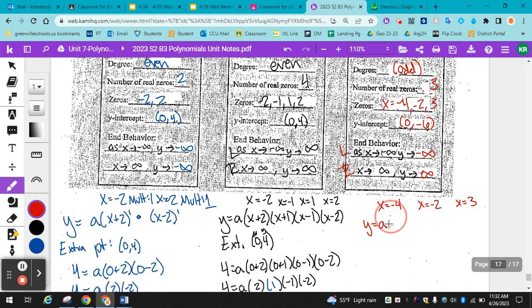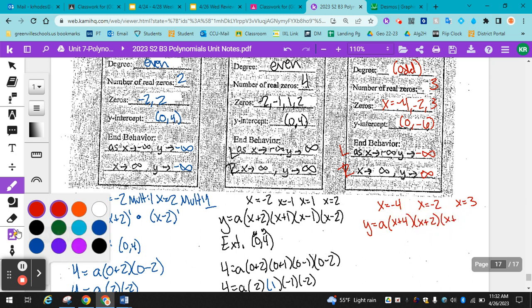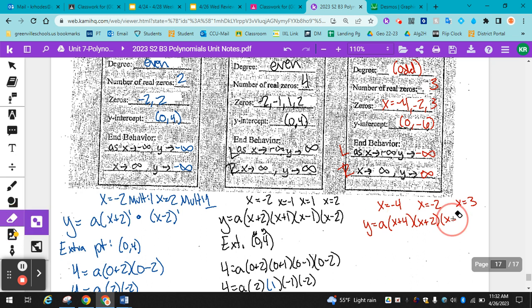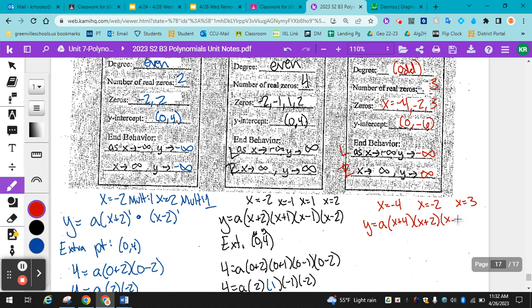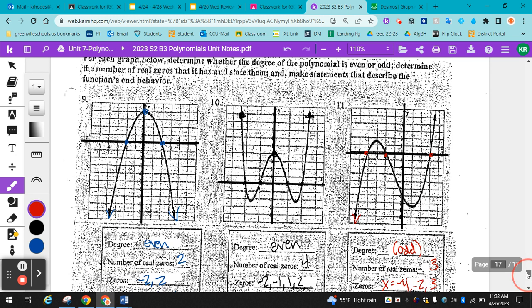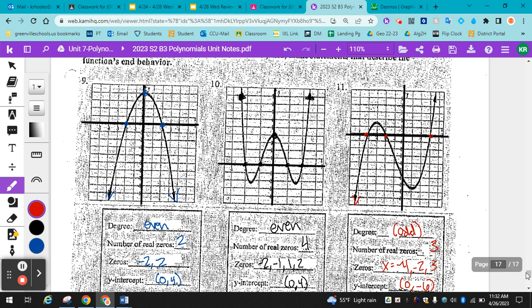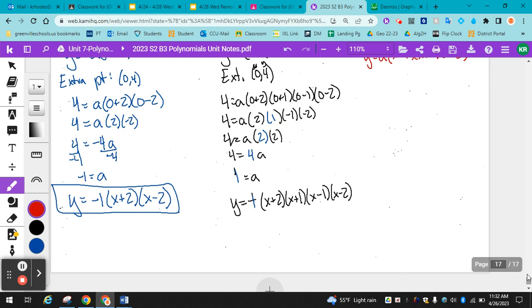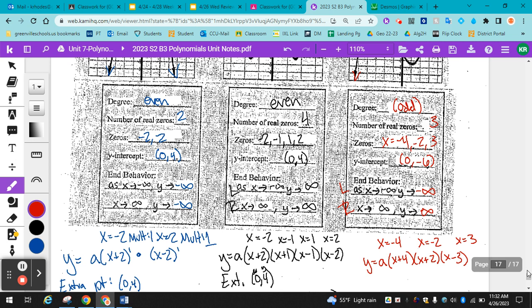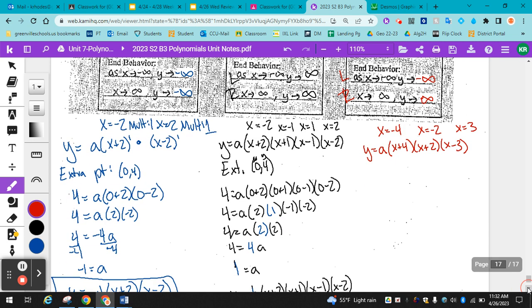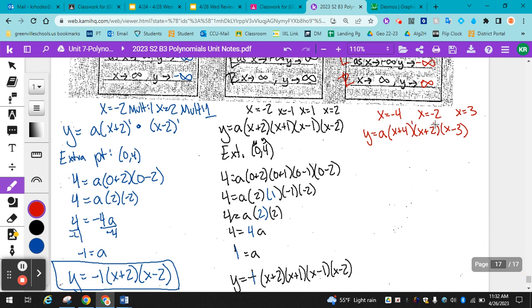We don't know what a is, we don't know what our leading coefficient is, but we know x plus 4, x plus 2, and x minus 3, because we're setting these equal to 0. I don't like these examples because none of them bounce off. If one had bounced, then you could do an even multiplicity of 2. We'll have an example like that on our worksheet and on our review. So I do want to add, sometimes we will have multiplicities here, and that might change how we solve the equation.